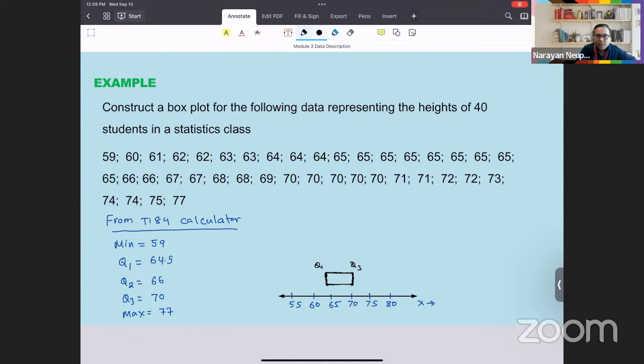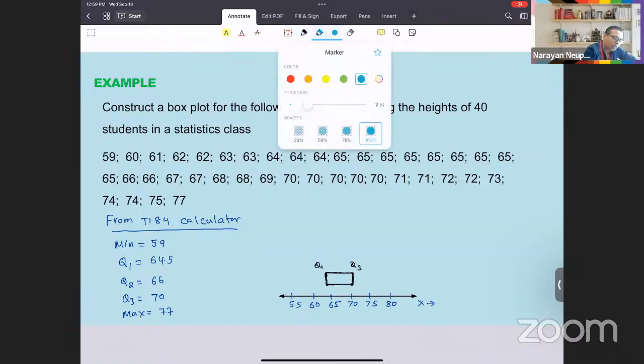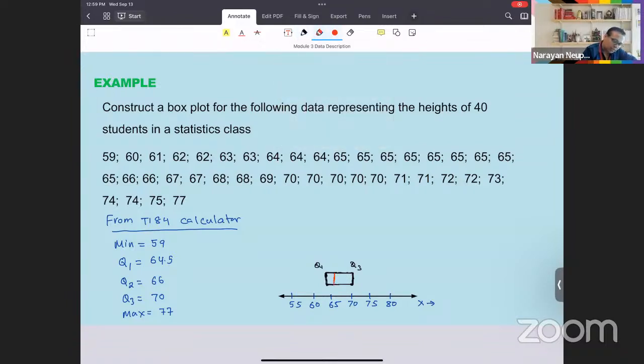Then once you do that, you also need to draw a vertical line in the middle, and that vertical line is for the median. So what is the median here? Q2, right? 66. So 65 is here, 66 would be right there. So we have to draw the median there. I'm just drawing in a different color so that it is visible. So just before 65 is the Q1, just after 65, 66 is the median.